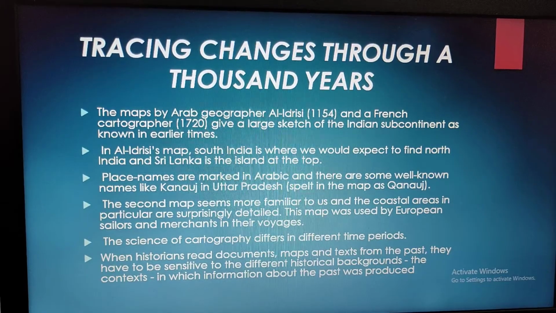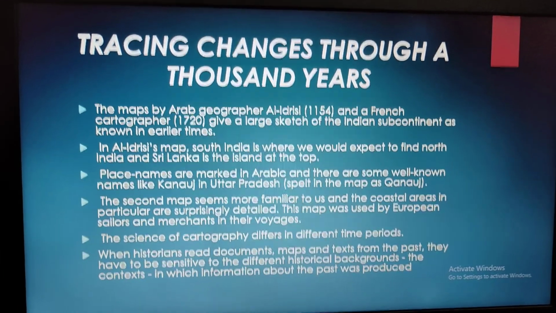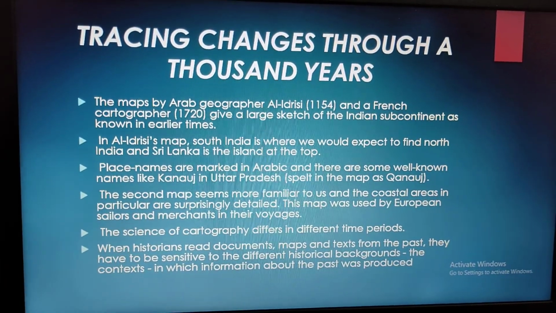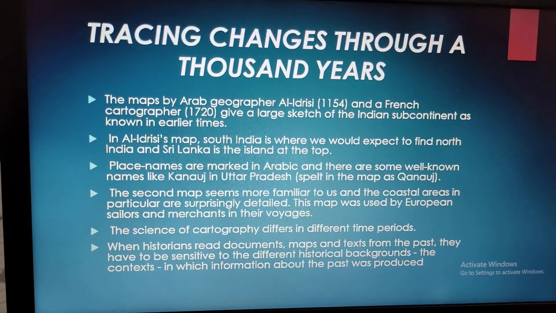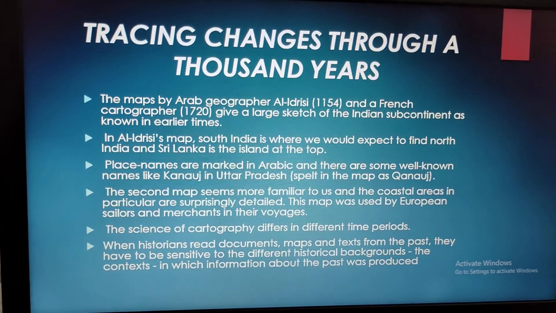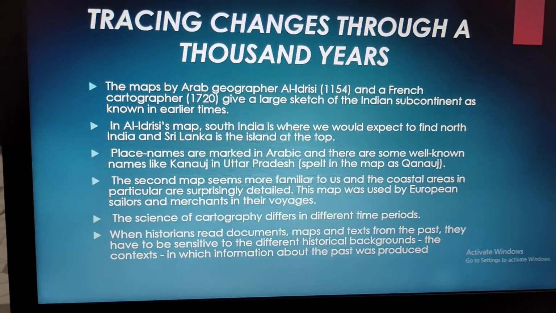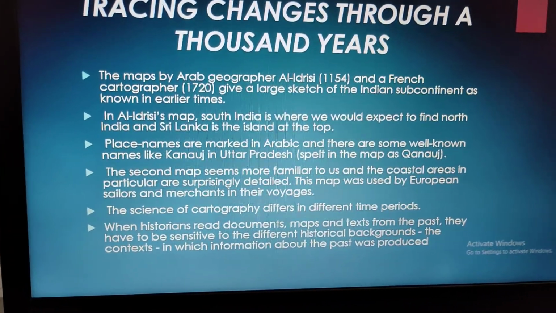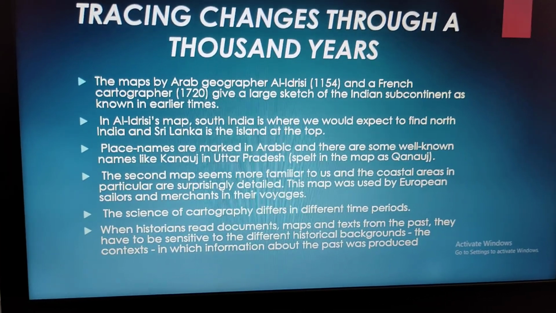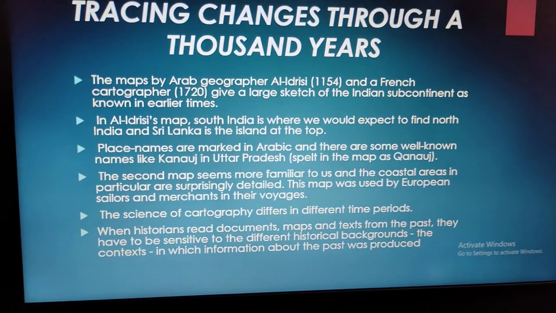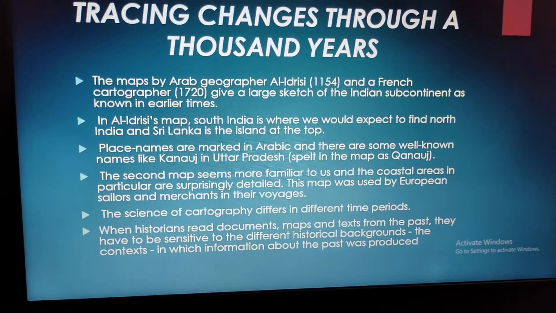The science of cartography differs in different time periods. Definitely it differs. Why? Because the maps were different, the areas under control were different. Like when the Mughal emperors came to India, they annexed a lot of portions in the nearby areas as well. So the map of India during the Mughal period would be different. The map of India during Ashoka's reign would be different. So the maps in different time periods are different, and this is what the science of cartography is.